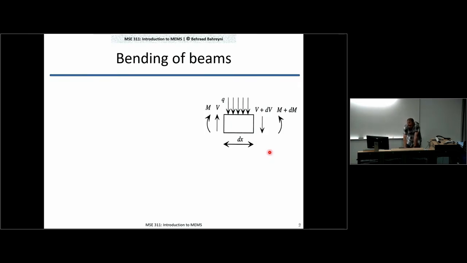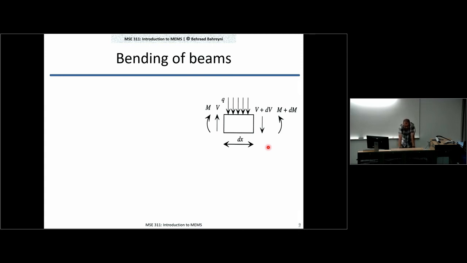So you may have a distributed force Q along the length of your beam. You may have moments applied to it. And you also may have shear forces applied along the length of this beam in different ways. Now the question is, how do we calculate the bending of a beam under all these conditions? Or if only one of them is applied, how do we do the calculation for the bending without going through all these conversions to moments?